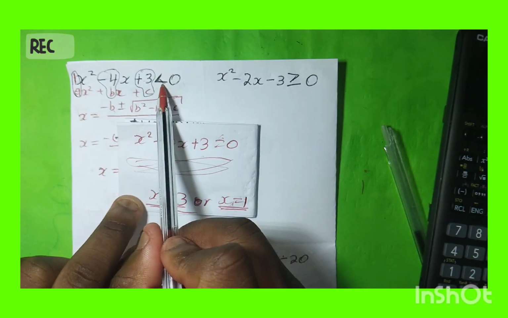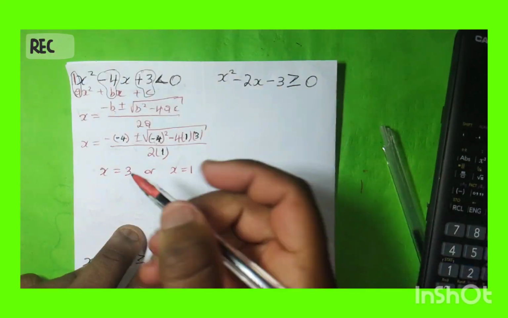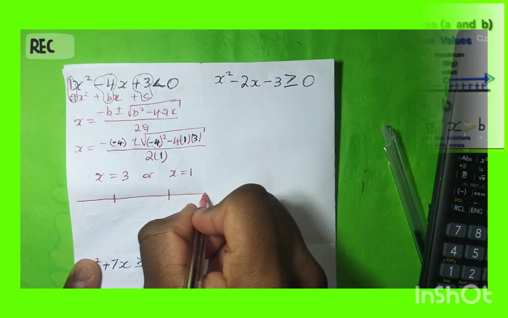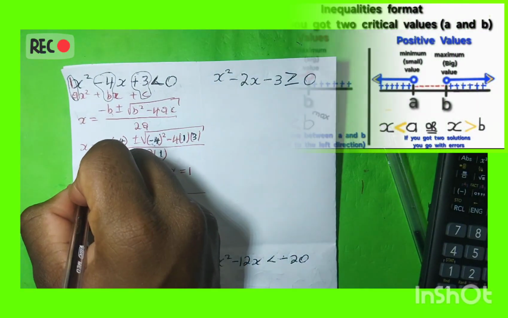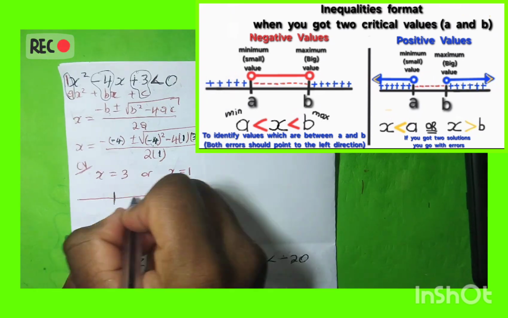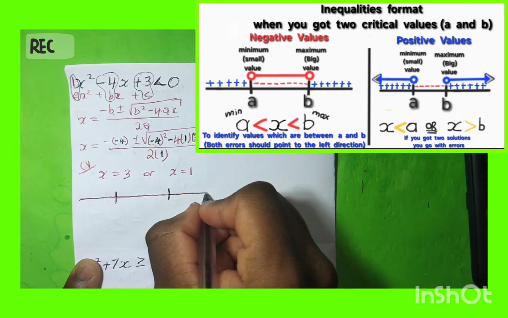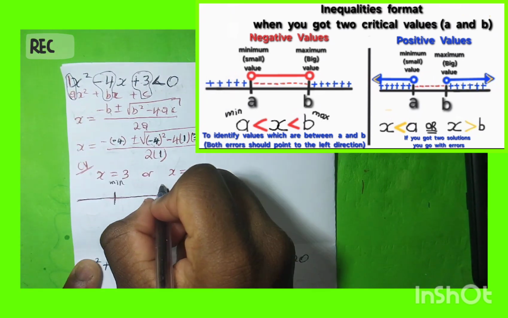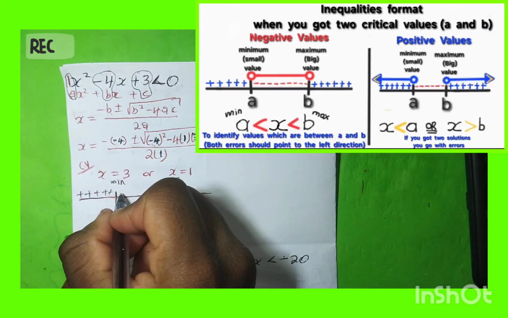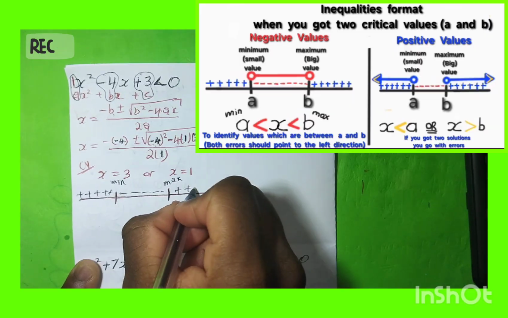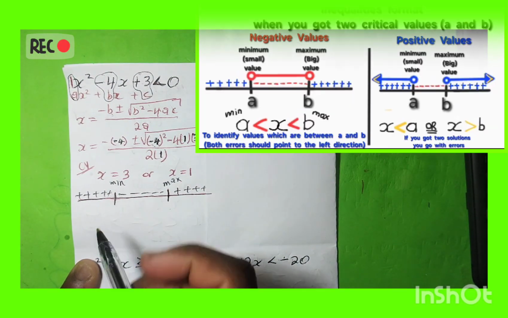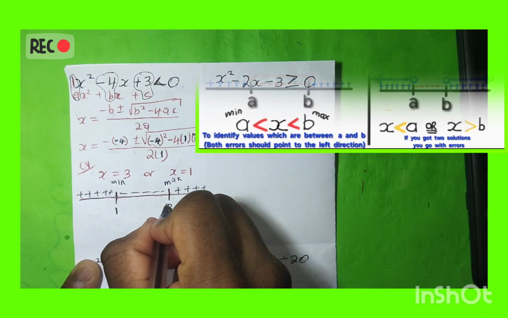But now if you are solving an inequality, this is what will happen. You will draw your number line. These two answers we take as what you call critical values. Your number line should all the time be in this form. Here you write your minimum value, and there you write your maximum. Here we have positive, and there negative, positive. Our minimum value is 1, and the maximum value is 3.